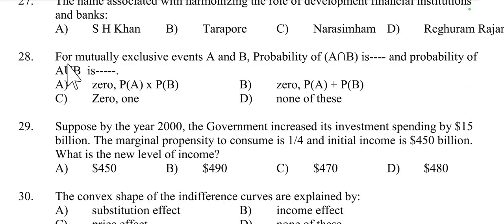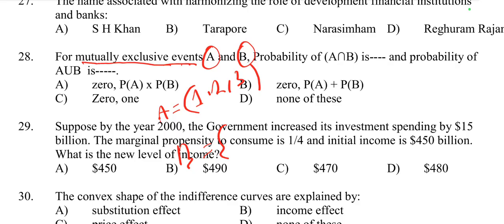Then question number 28. For mutually exclusive events A and B, probability of A intersection B is dashed and probability of A union B is dashed. So here the question asks for mutually exclusive events. Mutually exclusive events means there is no common element between the two. Between A and B set there is no common element. Suppose we can say in set A we can take 1, 2, 3, and in set B we take 4, 5, 6. So this type of element sets are called mutually exclusive, because there is no common element between the two sets.